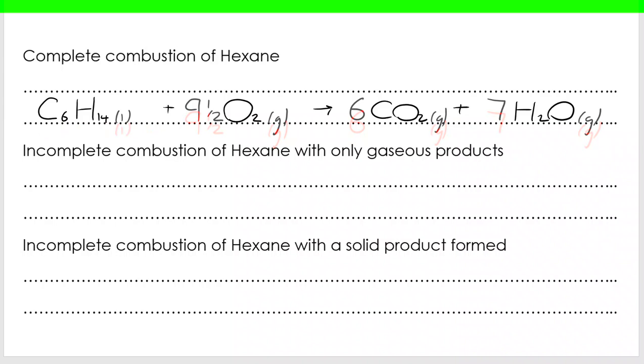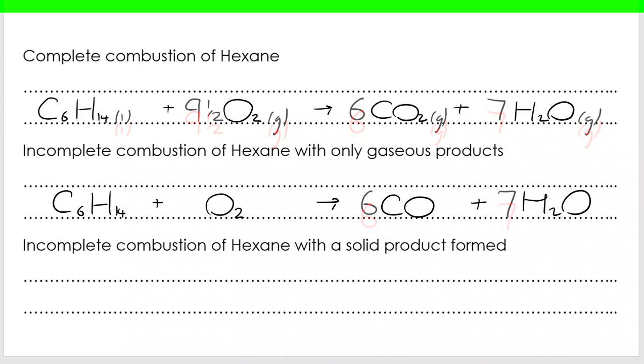But what about if we're making carbon monoxide and water? Well, I balance the carbon and hydrogen once again, and this time to balance the oxygens, I only need 6.5 O2. So if my supply of oxygen is limited, you can see why that will be the outcome. Once again, state symbols go in.